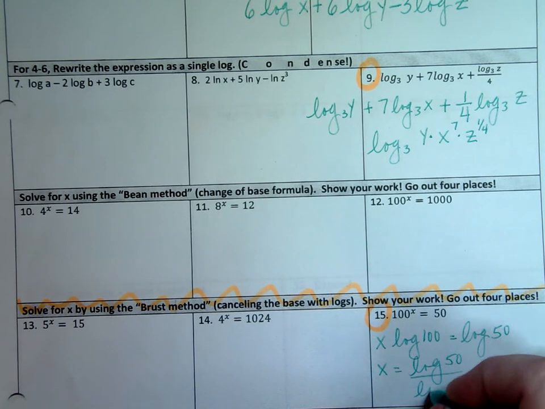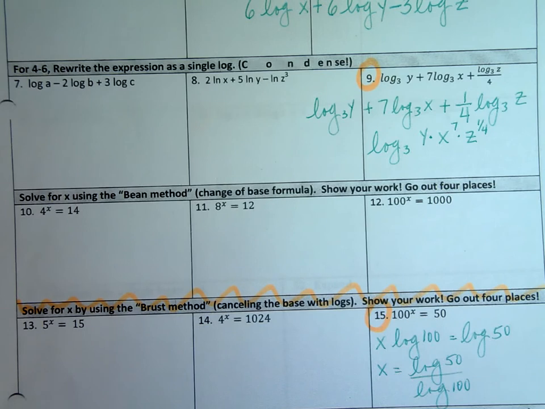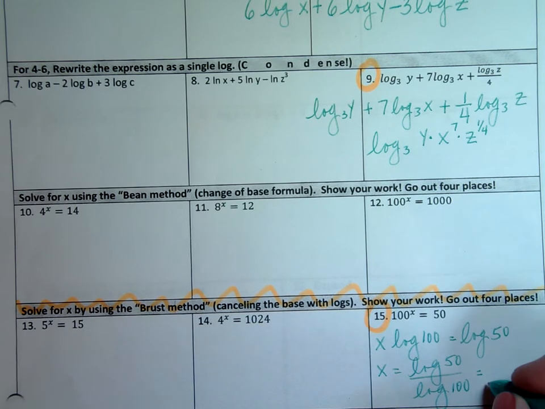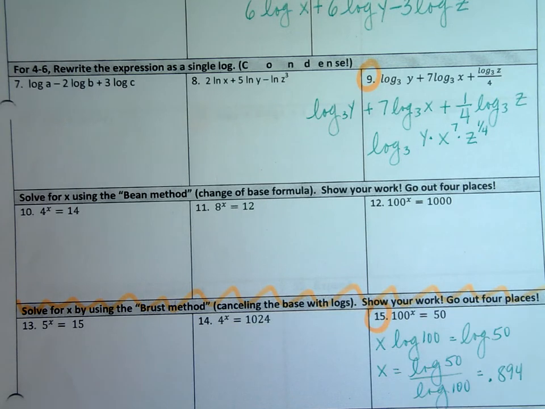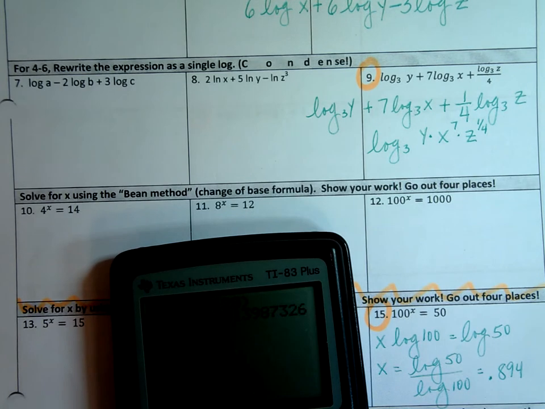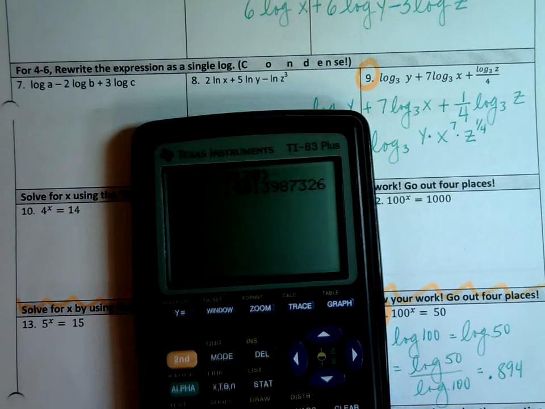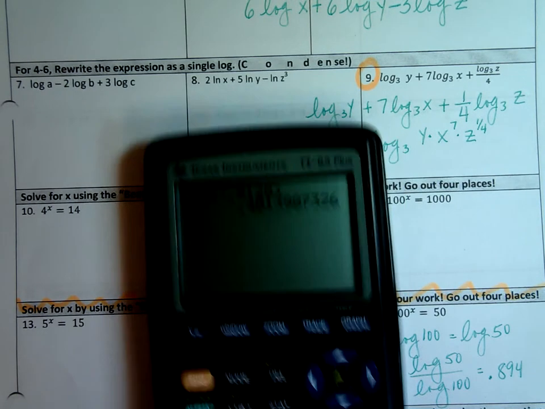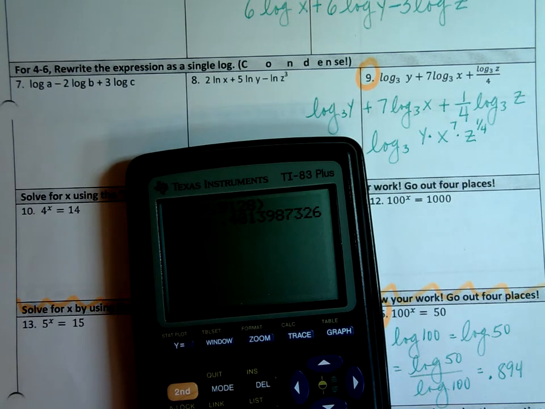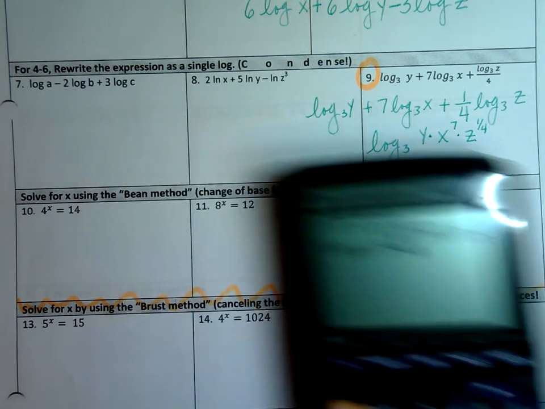I go to my handy dandy calculator and I put those in there. Log of 50 divided by the log of 100. Guess what pops out? 0.894 is what pops out. Now let's just play for a second with our calculator. If I want to check my answer, let me plug it in. We're saying 100 to the 0.894. What should the answer be?